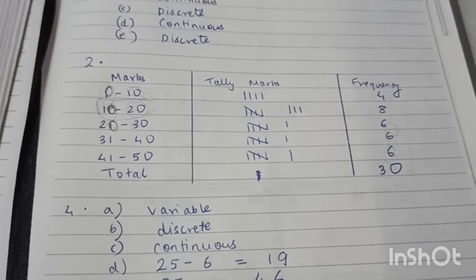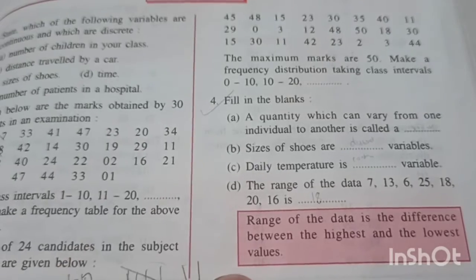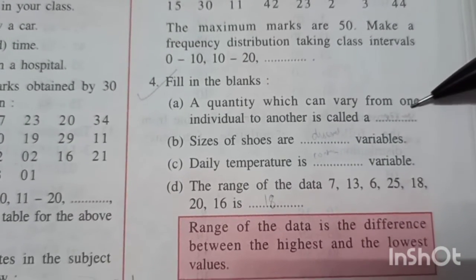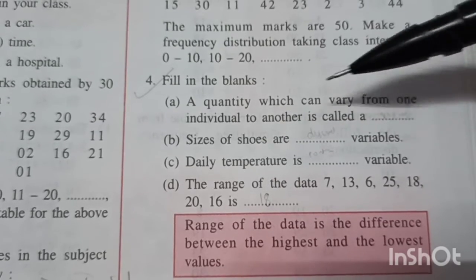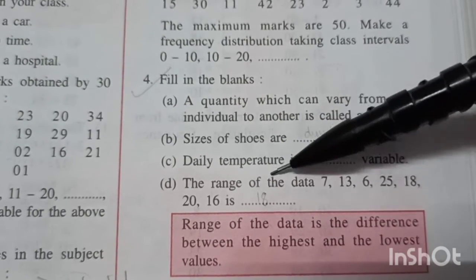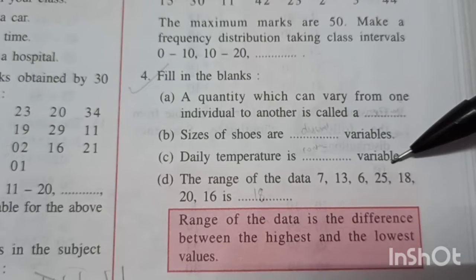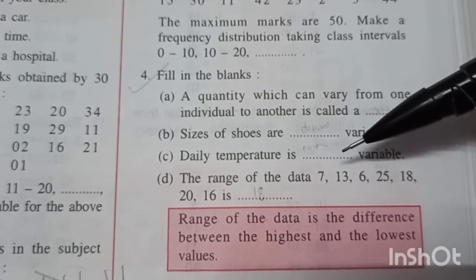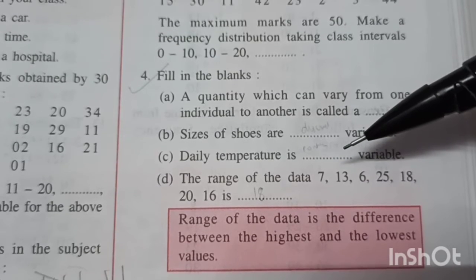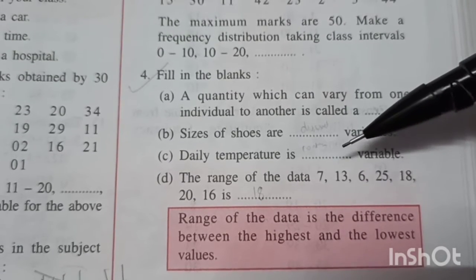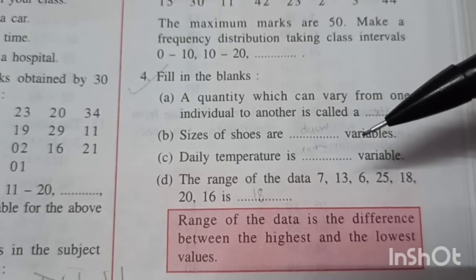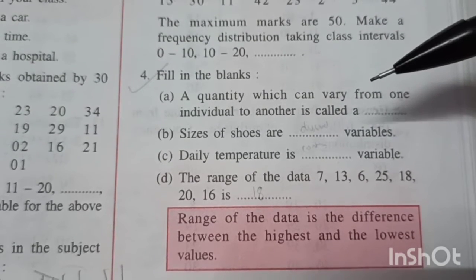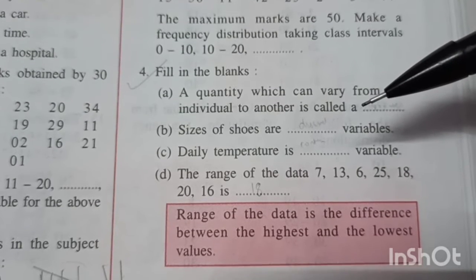Next, let's go for the fill in the blanks. A quantity which can vary from one individual to another is called a variable. Sizes of shoes are discrete variables. Daily temperature is a continuous variable, because we can theoretically go on giving a very accurate measurement. If it's 35 degrees Celsius, I can say 35.1 degrees Celsius, or 35.01 degrees Celsius, or 35.001 degrees Celsius. There's no limit to it.